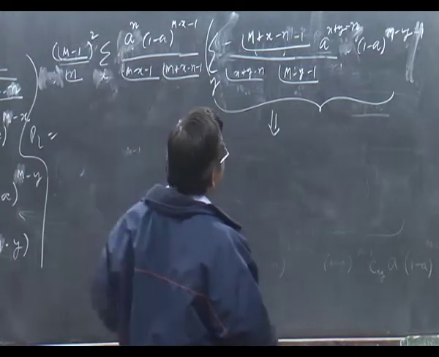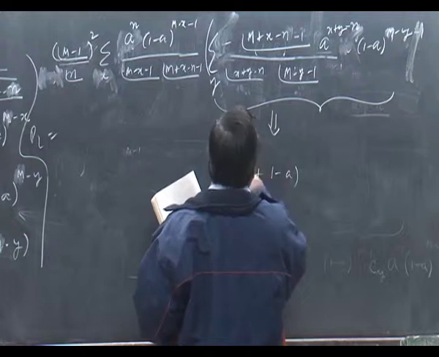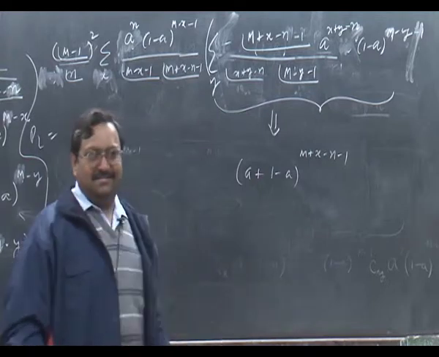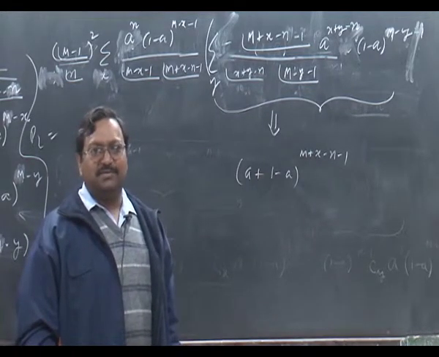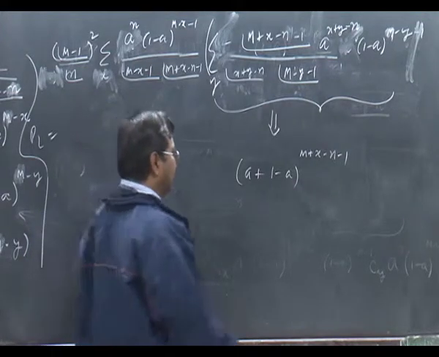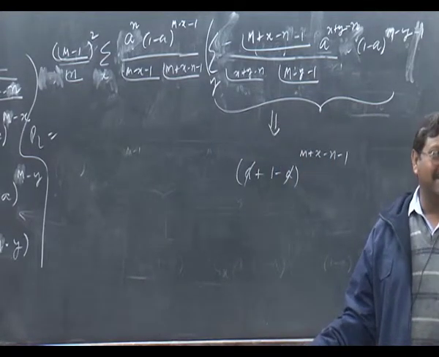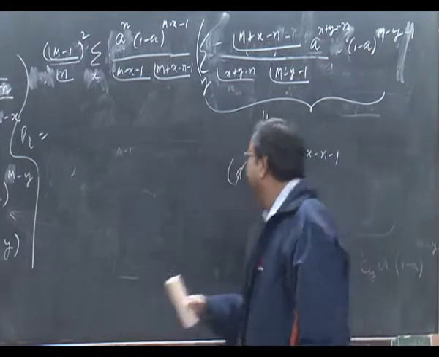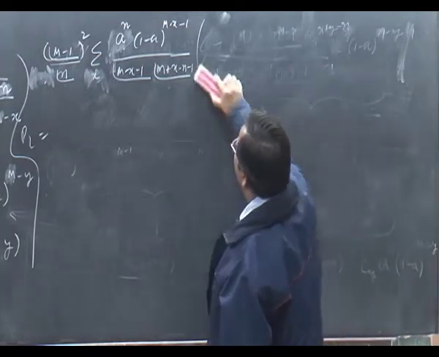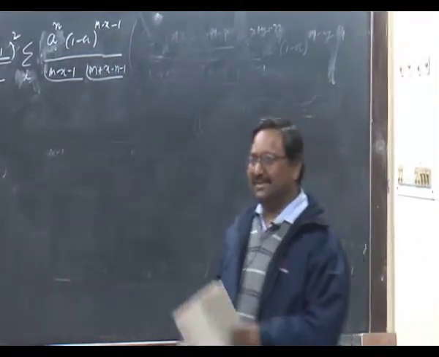The y variable is not there on this side. So what will be the value? A plus 1 minus a raised power m plus x minus n minus 1, that should be the value, p plus q raised power n in binomial. This is nothing but 1 raised power something. This whole thing is unity. Once it is unity, I can simply remove this. Excellent, we have got this. One step closer to the final solution.